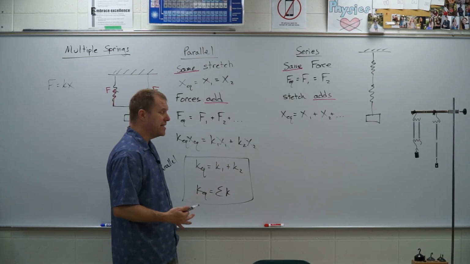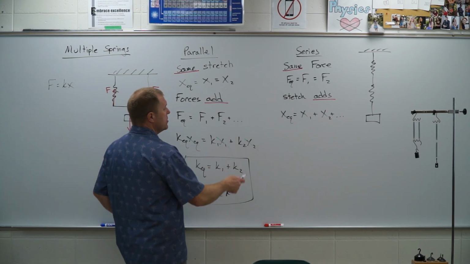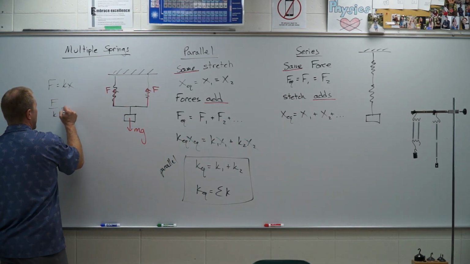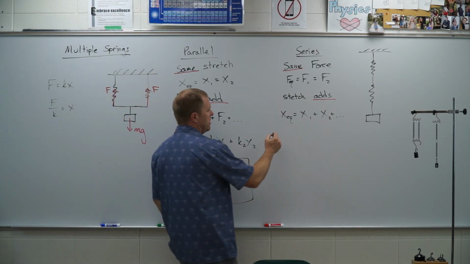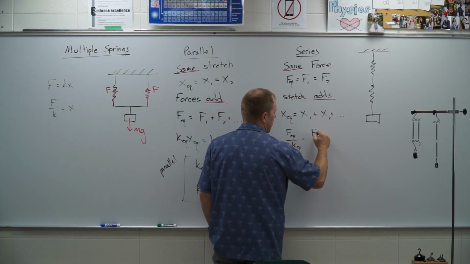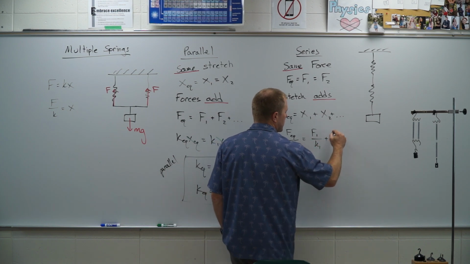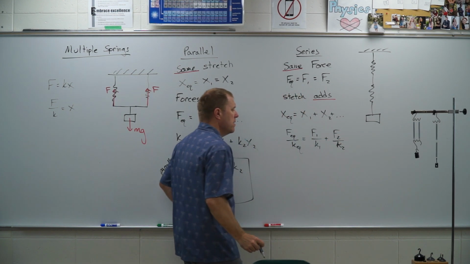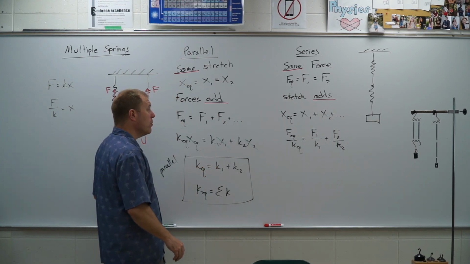What about series? How is this going to look? Instead of x, I'm going to have to substitute in force divided by k, which is equal to x. So x_eq is going to be force_eq divided by k_eq, which is equal to force 1 divided by k1 plus force 2 divided by k2. But what's the same? The force is the same.